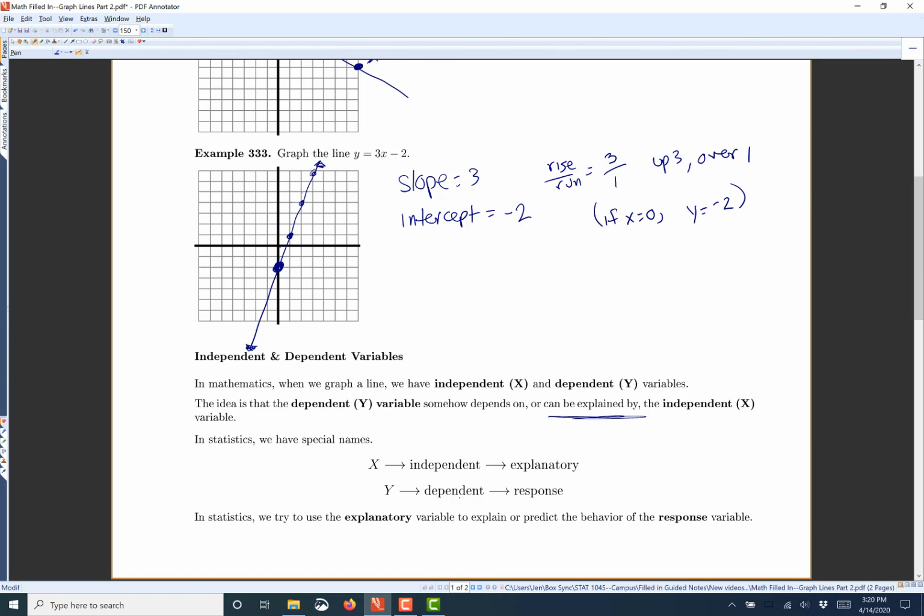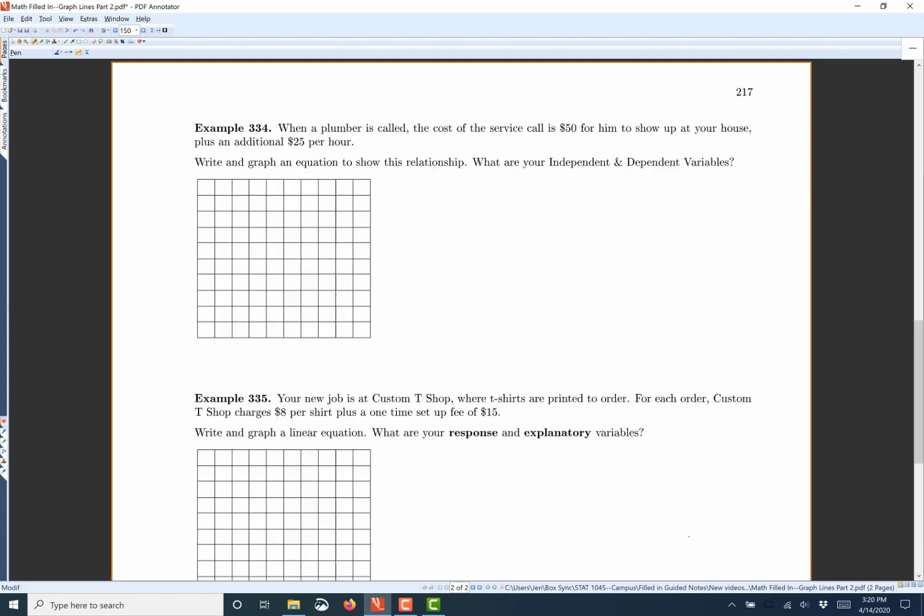That's because in statistics, we're going to use our explanatory variable x to explain or predict the behavior of our response variable, y. So we'll use x to explain y. That's what we do in statistics.